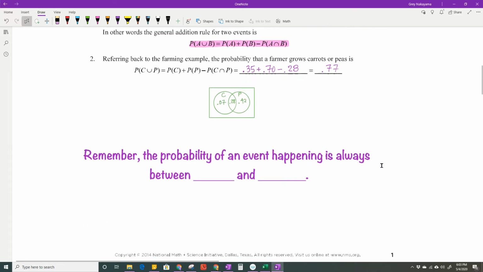Okay. Remember, and I should have started off with this, apologize, I realized it wasn't in there. But the probability of any event happening, y'all, is always between two numbers, 0 and 1, because 0 means it's absolutely not going to happen, and 1 is, of course, absolutely it is going to happen.